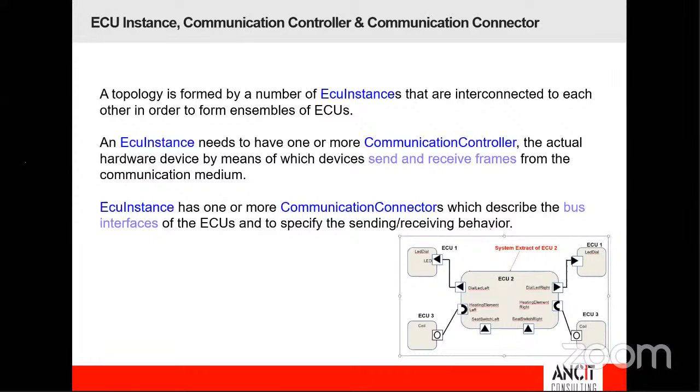So what we could do is create 2 instances of this software component in our ECU. This is exactly what we call an ECU instance. It's like an object. So we have 2 ECU instances of this software component in our ECU.